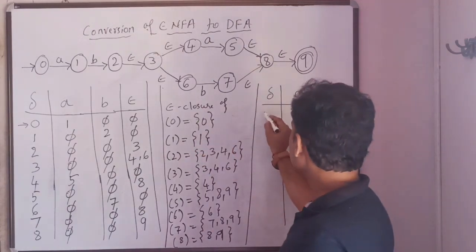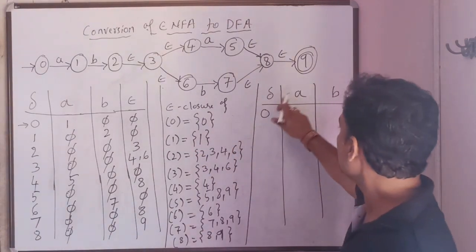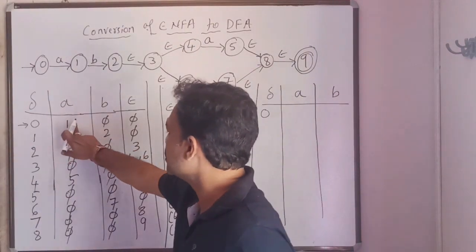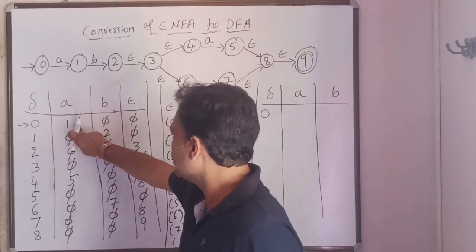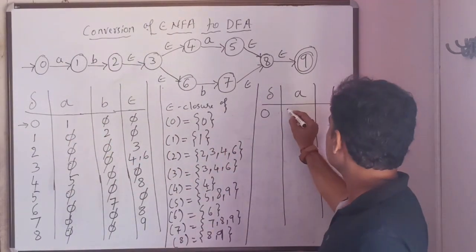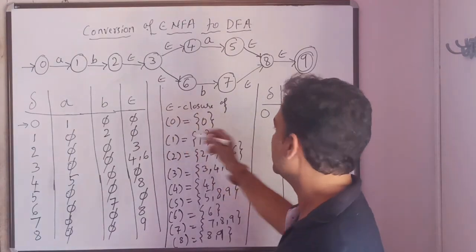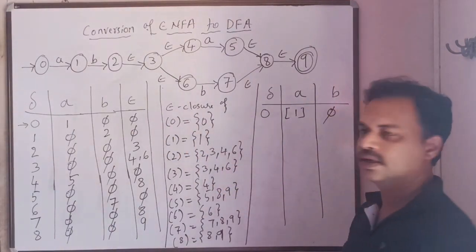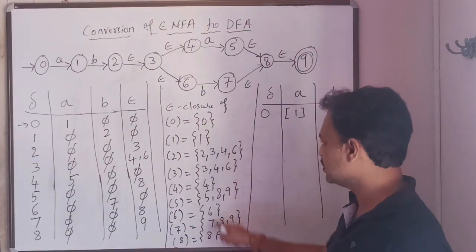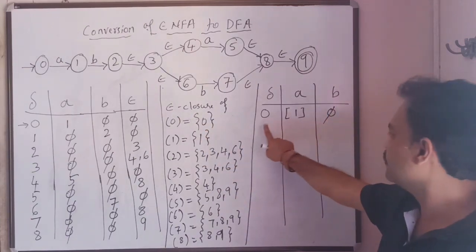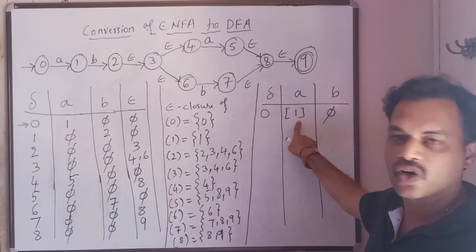Okay, so 0 on A, 0 on A, 0 on A, that is 1. So the state is 1, and 0 on B is null. So we are supposed to take these states, starting from 0. Now we got one more new state here. We have done for 0, now for 1.